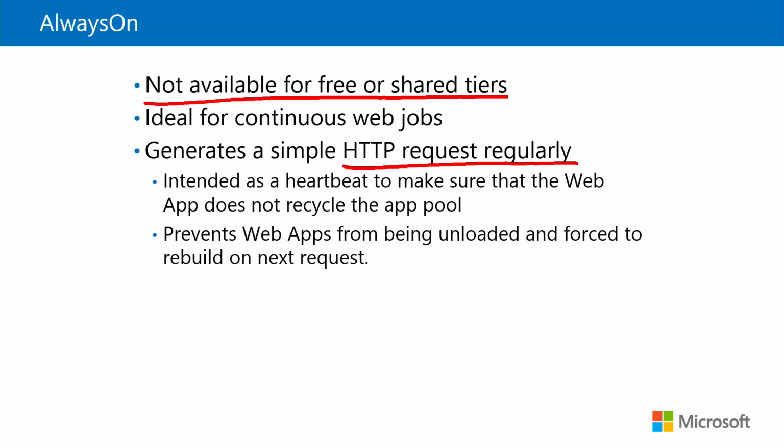So by doing that, it's going to prevent the web app from being unloaded, and it's not going to need to be rebuilt, all right? And it's basically intended as a heartbeat to make sure that it does not recycle the app pool. And this is going to be useful in a lot of cases where you want to make sure that your application is not dropping out of memory, so it's not taking that overhead to be reloaded, and as I said, possibly recompiled.